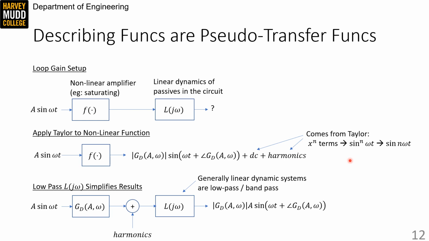Okay, but finally we're going to make use of this L of j omega and assume that our loop is either low pass or band pass, which is generally true. And if that's the case, we can just filter out all of these harmonics that we generated. Also, because our loop gain analysis tends to be small signal, we can just neglect the DC term. It's just some sort of offset in our output. So the upshot of this is that we can plausibly claim that putting a sinusoid through a nonlinearity and then low-pass loop dynamics results in another scaled and phase-shifted sinusoid of the same frequency.